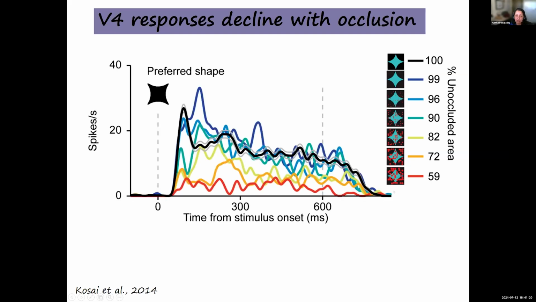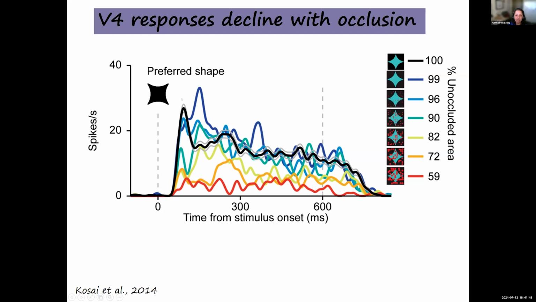We then studied the responses of many V4 neurons to these kinds of stimuli. And I'm showing you the results from one example neuron to this particular shape stimulus. The stimulus comes on at time 0 and goes off at time 600 milliseconds. And I'm showing you the firing rate of the neuron, the spikes per second. Now, in black is the responses of the neuron to the unoccluded stimulus.